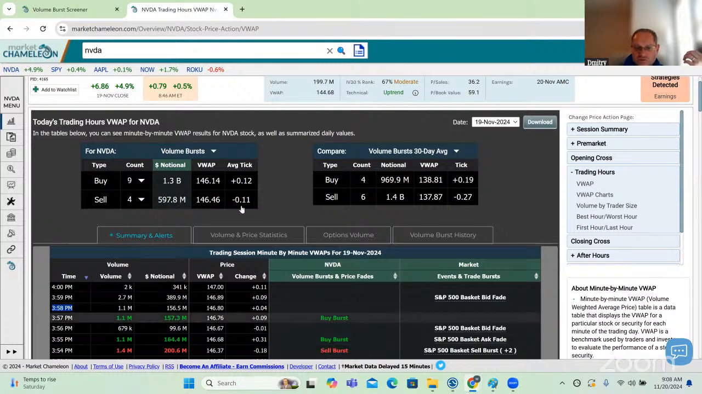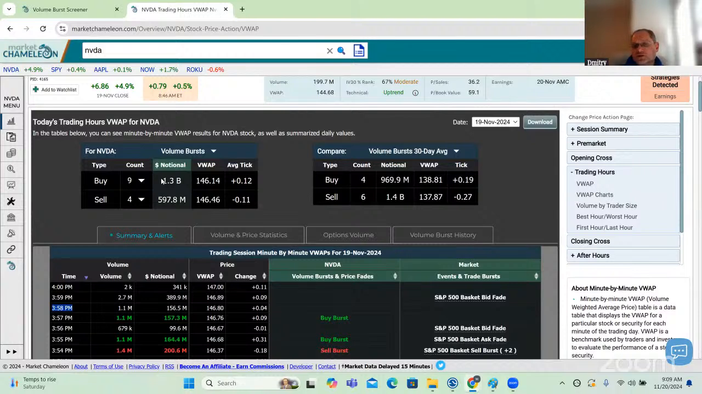Okay, so we see what happened throughout the day. And now let's aggregate all the buy bursts versus the sell bursts. All right. So over here, we see that NVIDIA had a total of 9 buy volume bursts. So unusual volume in that particular minute, we see 9 of those, and those were all on an uptick. We called that a buy burst. So what was the total dollar value of all those bursts? That's this $1.3 billion. $1.3 billion worth.